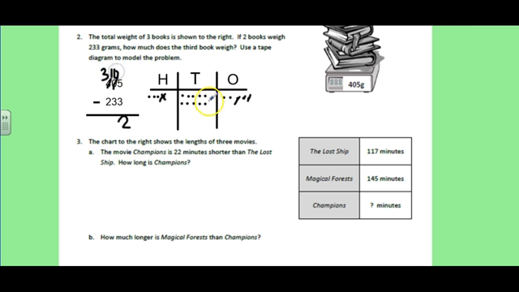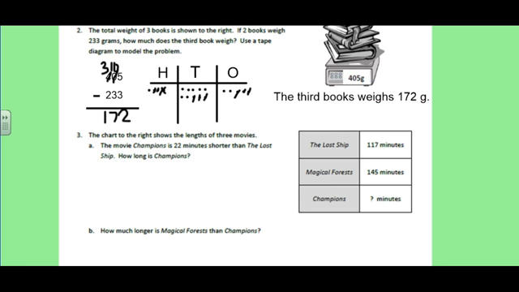So now we can take away 3 of our tens, and that left us with 7 tens. And we had 3 hundreds, and we need to take away 2, so that left us with 100. So your sentence should have said that the third book weighs 172 grams. Okay? Now you're ready for number 3.